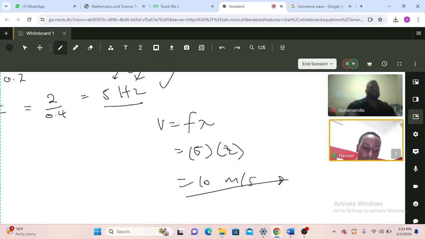So that is the speed for the wave. Any question here?